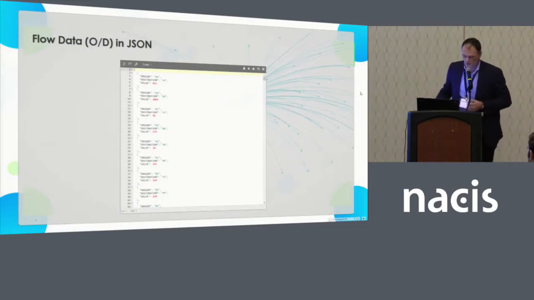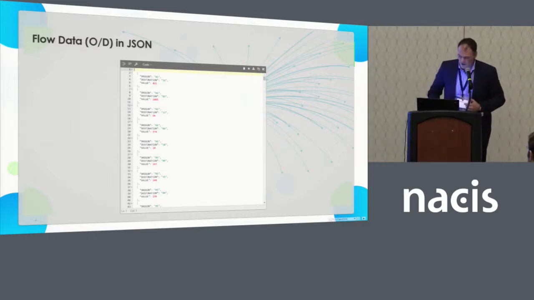All right, so flow data, very simple flow data. It's just origin, destination, and values. So it's a JSON feed that has pretty much all the data, and you can just integrate that quite easily.